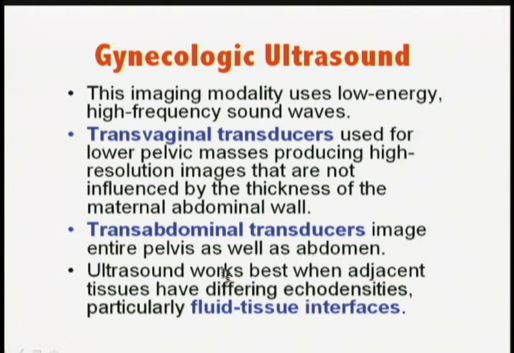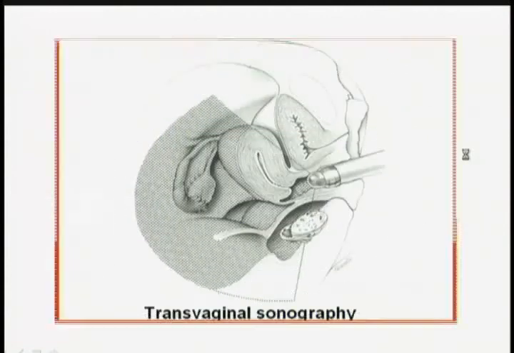Ultrasound works best when adjacent tissues have differing echo densities, particularly fluid-tissue interfaces. If you have fluid and then you have the tissue, that junction gives you the best ultrasound detail.